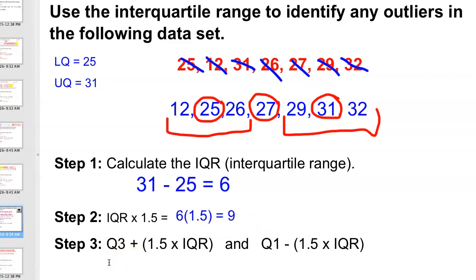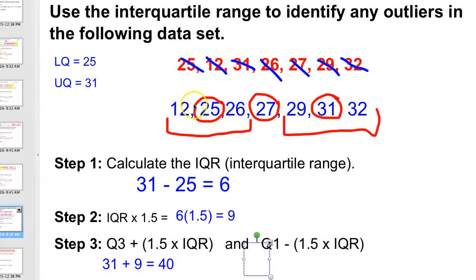Now I have to add that to my quartile 3. So Q3 is 31 plus 9. That's going to give me 40. So that means any number past 40 is going to be an outlier. I don't have any number bigger than 40. So that means there aren't any high outliers.